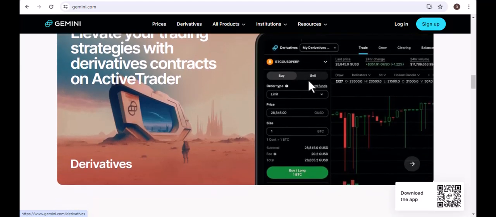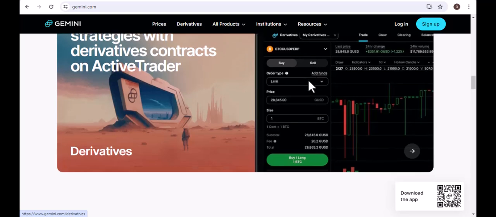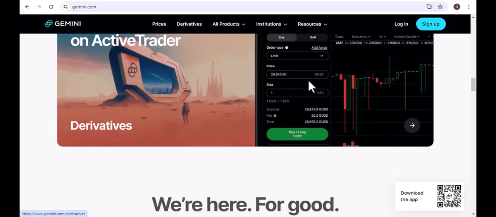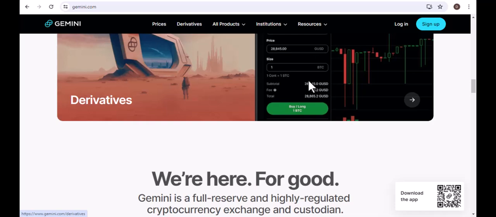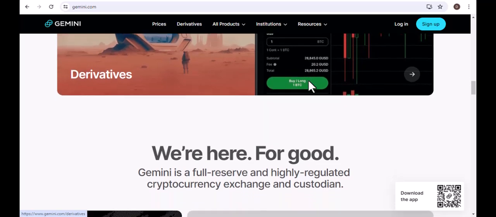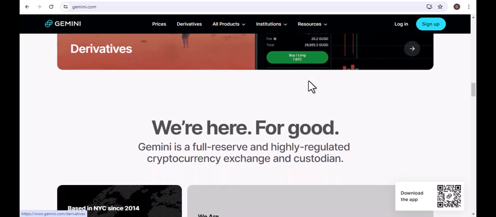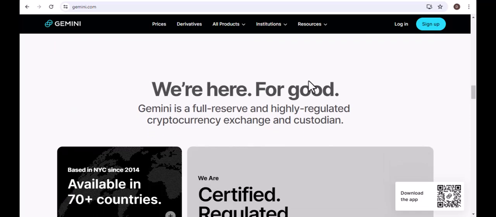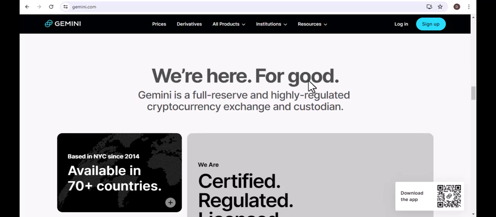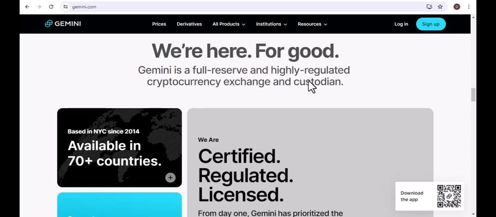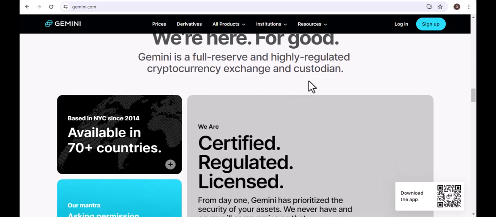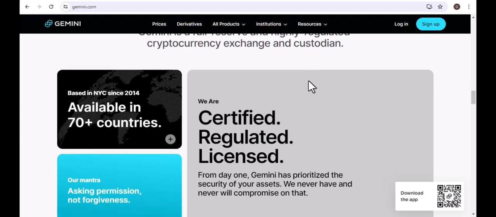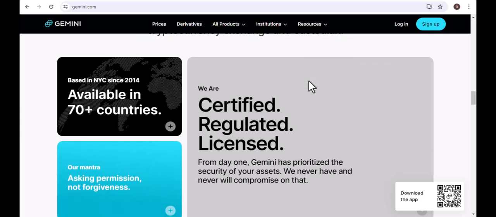First things first, accessing the charts. When you log into Gemini ActiveTrader, you'll immediately notice the prominent charting window. By default, it will display the chart for the trading pair you currently have selected. If you want to change the pair, simply use the drop-down menu usually located near the top left of the charting interface. Here, you can select from a wide range of cryptocurrencies traded on Gemini.